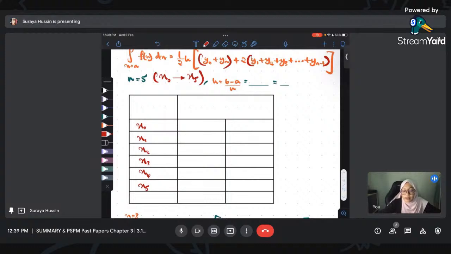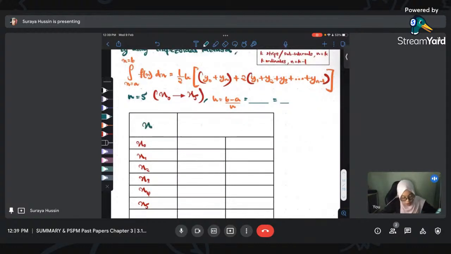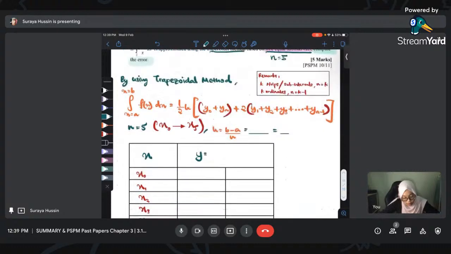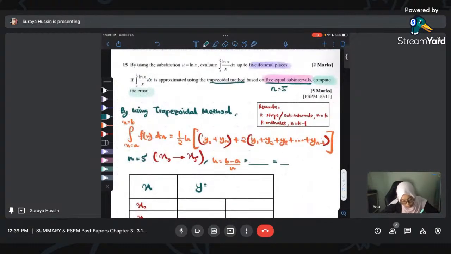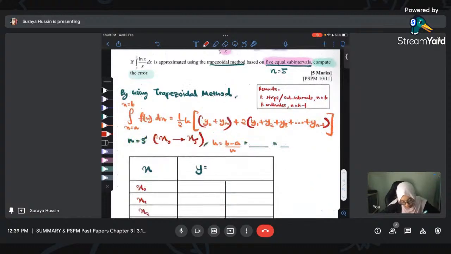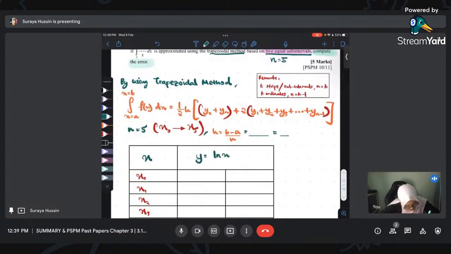Table ni wajib adalah. Table ni sebenarnya memudahkan kamu. So you just have to follow it. So the first column is actually talking about x. And here is y. Your y is actually your function. Your function apa? Your function ni je lah. Your function is just ln x over x. Jangan letak integral di dalamnya. No. We are only trying to find the ln x over x. There is no integral in trapezoidal rule.